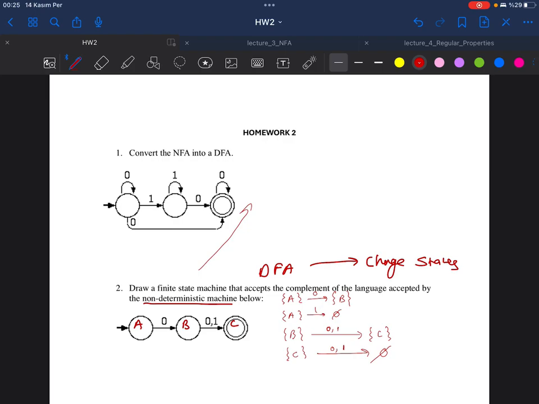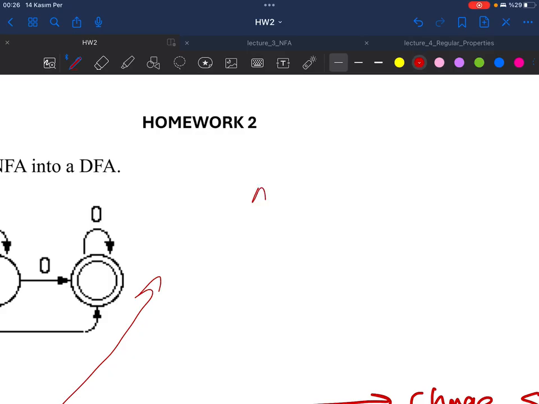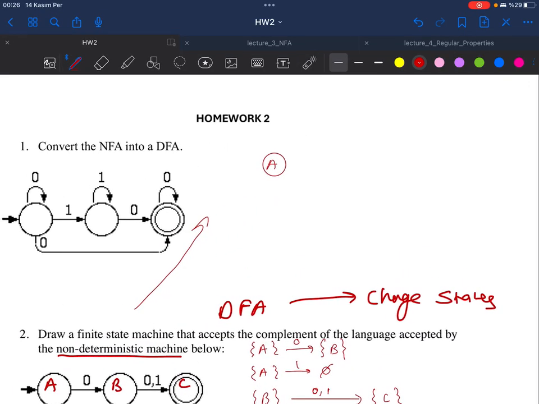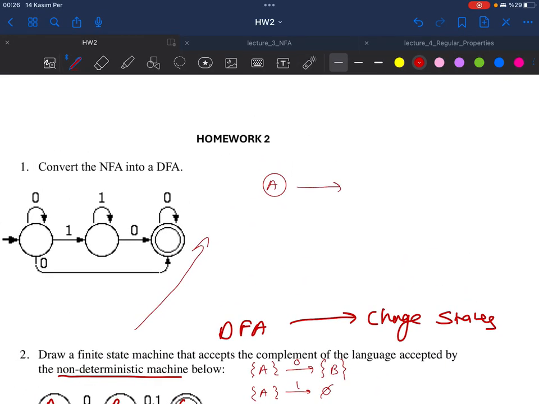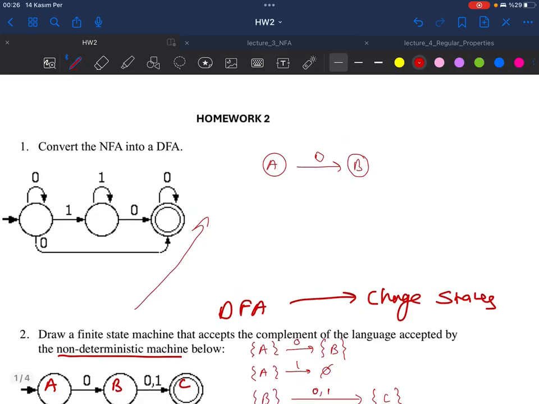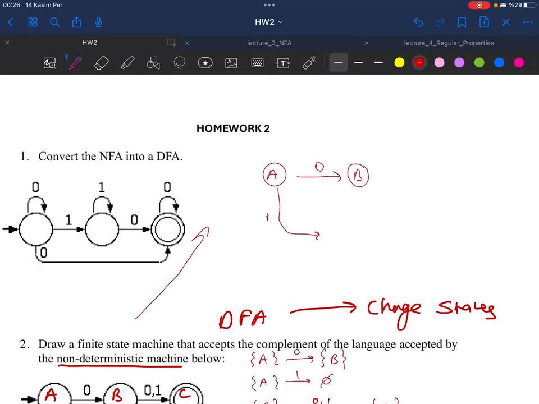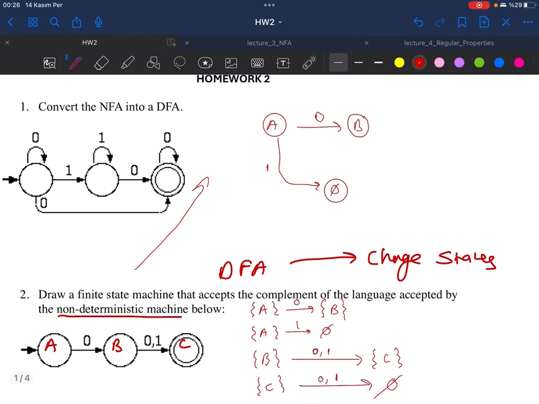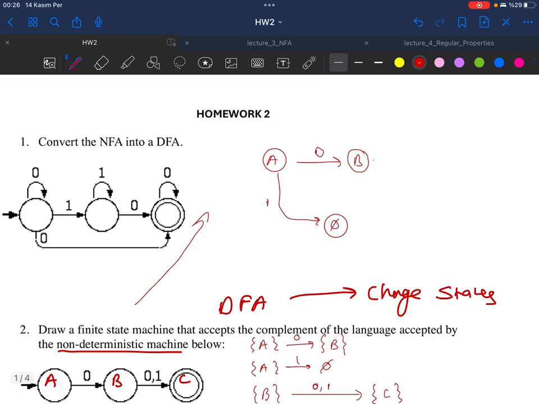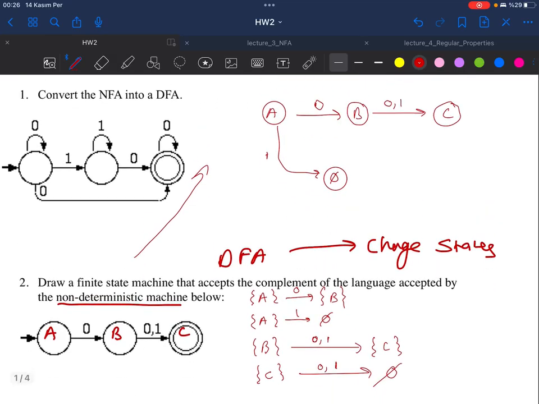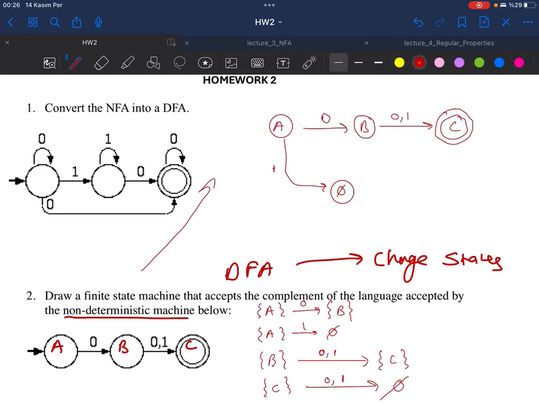Yes, in A state, let's draw A. In A, with 0 we will go to B. And 1 goes to empty. And in B, 0 and 1 go to C, right? And C was the accepted state, okay?